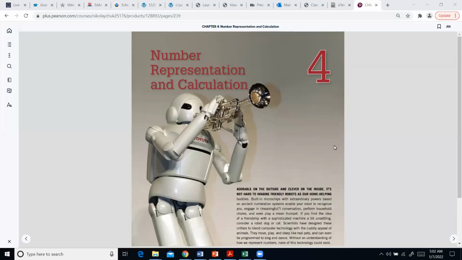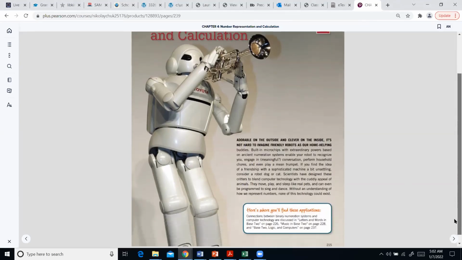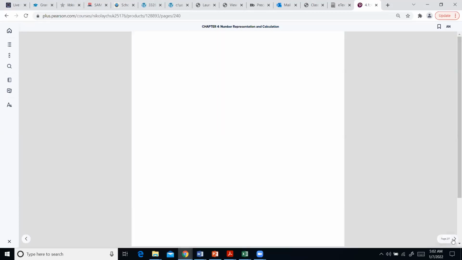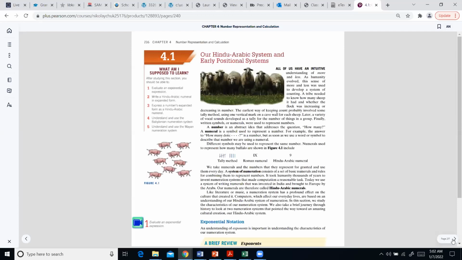So now it's recording, and let us see what's going on with this interesting chapter 4 that talks about numbers that we used to deal with in everyday life, but it talks about a little bit different ways to present numbers.